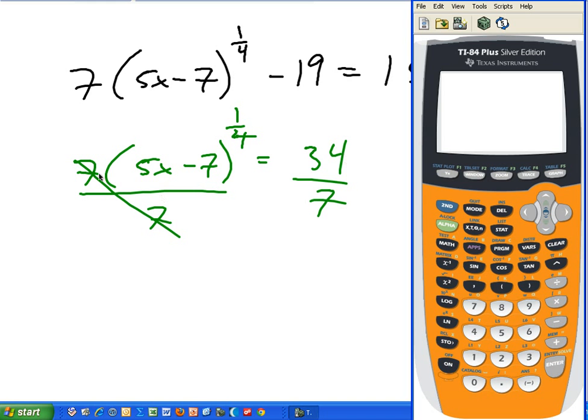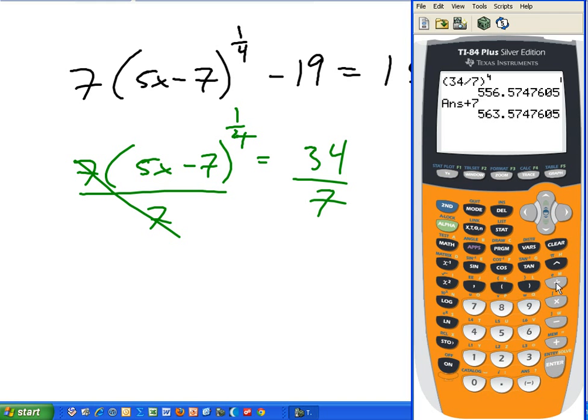So I'll take the quantity 34 divided by 7, that fraction. To get rid of the 1/4, you said we'll take both sides to the 4th power, right? So, to the 4th. And then that gets rid of this guy, right? That gets rid of, then what? Add 7. Okay, just like you said before. So we'll plus 7, and then divide all that by 5. Good. And that's our answer.